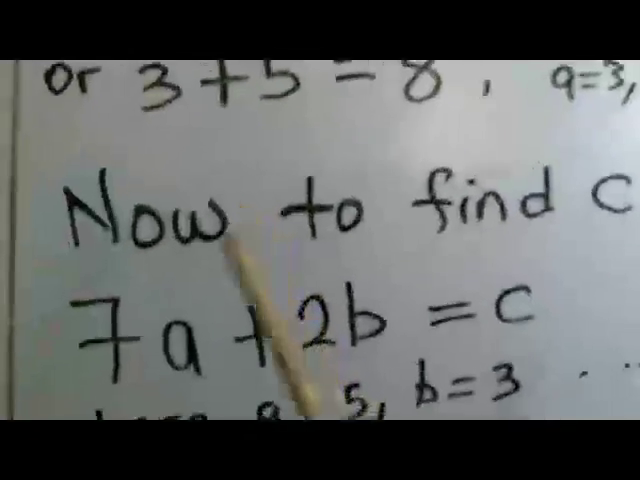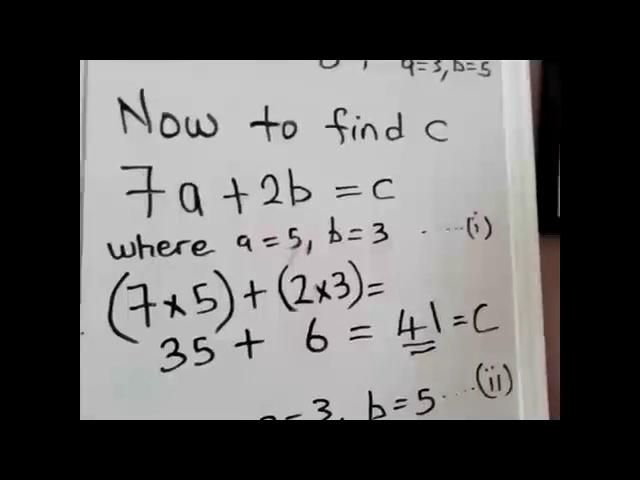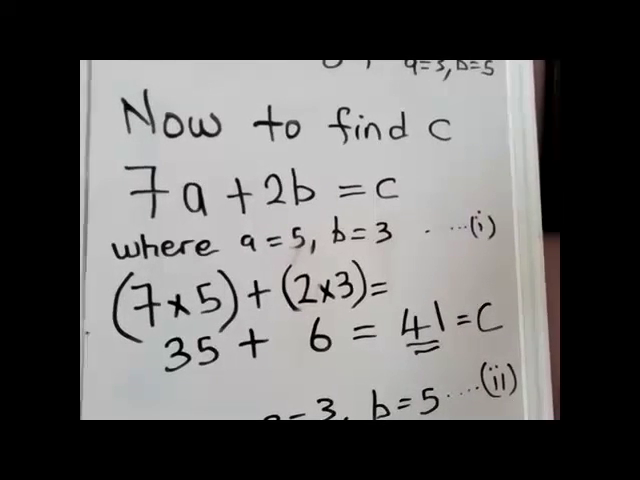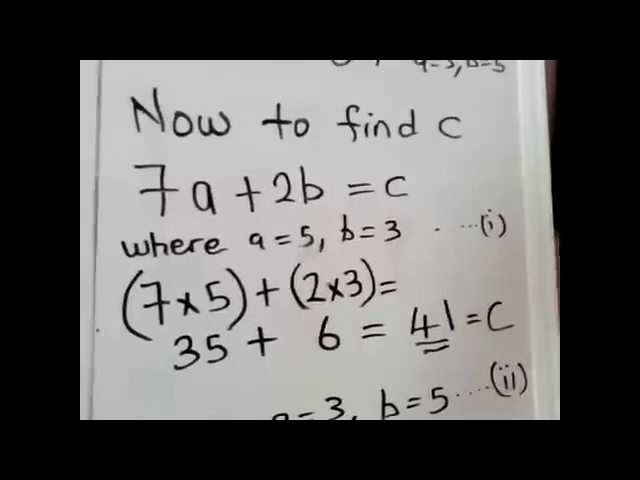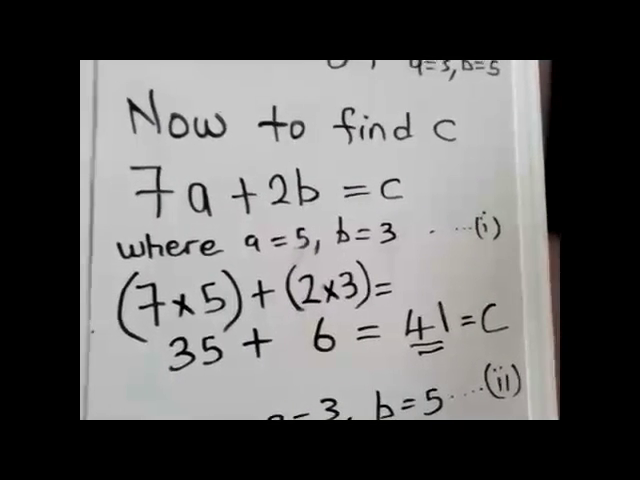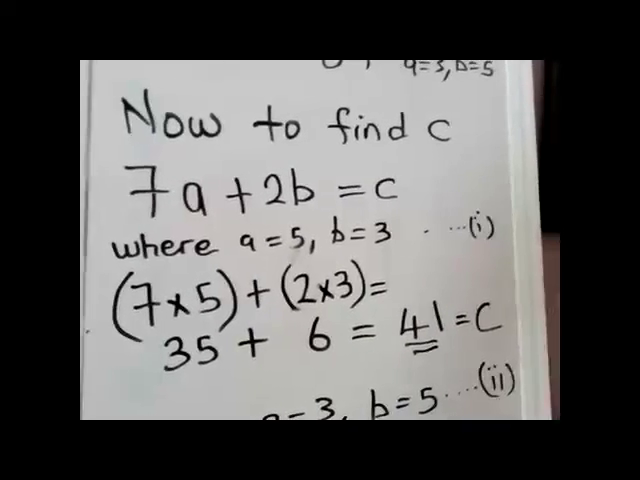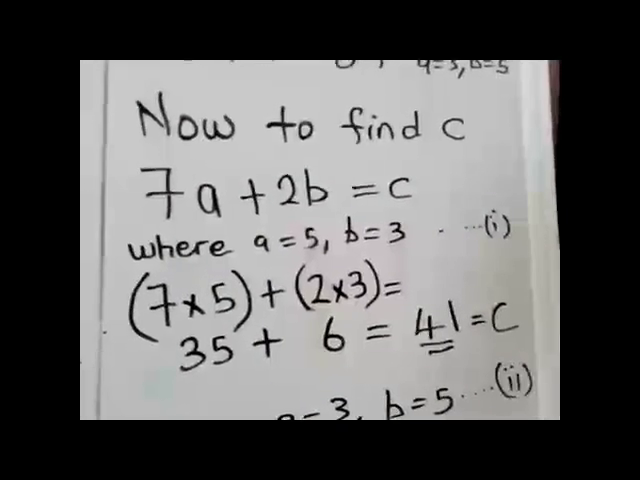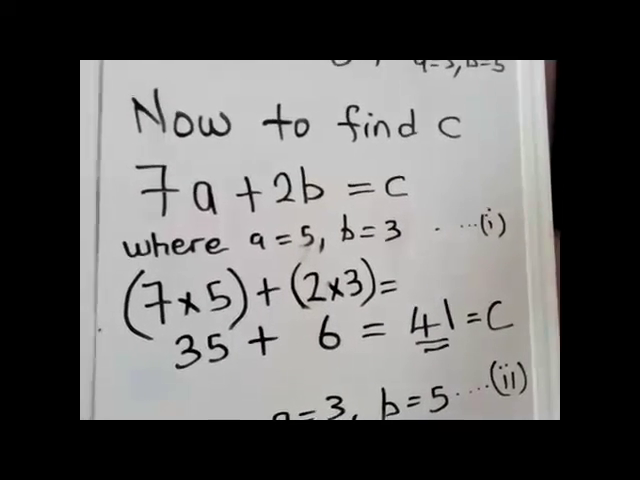So now to find c, we have 7a plus 2b is equal to c. So where a is 5 and b is 3, what we get is 7 times 5 plus 2 times 3, which will give us 35 plus 6, which is equal to 41. Therefore, c in this case, where a is 5 and b is 3, c will be 41.